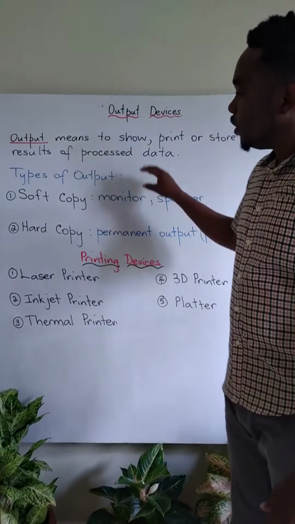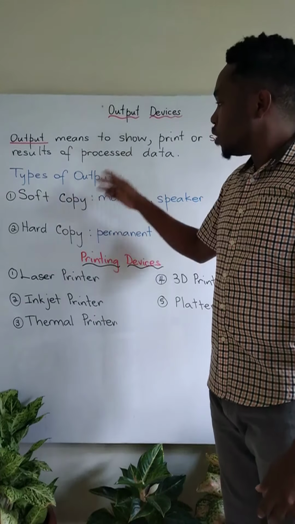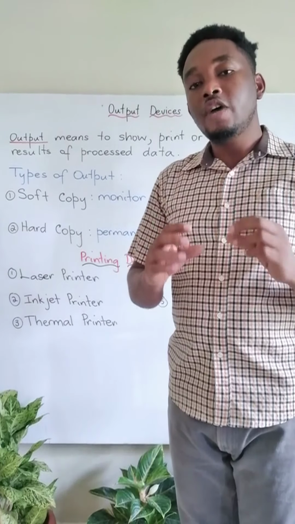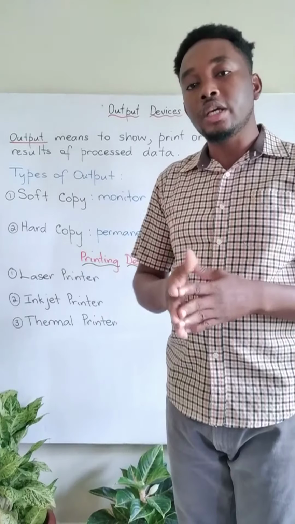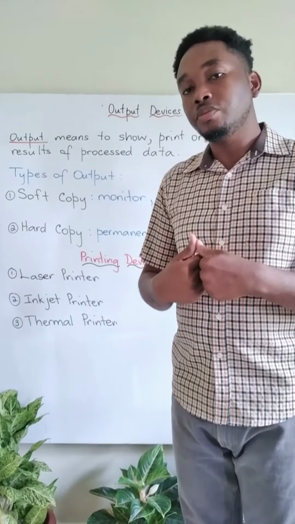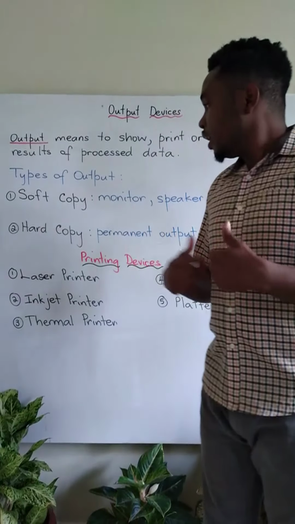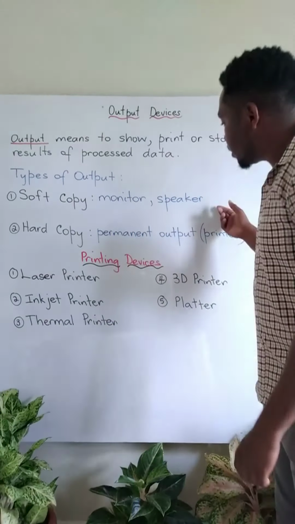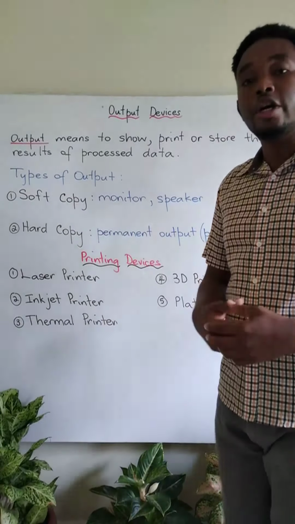So we can have different types of output coming from a monitor. A monitor is a device or visual display unit that is going to produce soft copy images or text on a screen, right? Another device that can also produce soft copy is your speakers. Your speakers, your headphones, those devices which produce audio, sound.